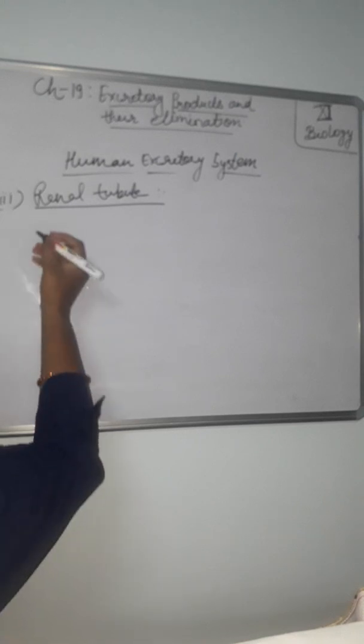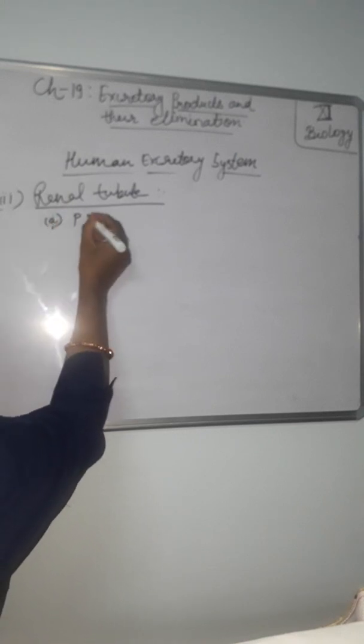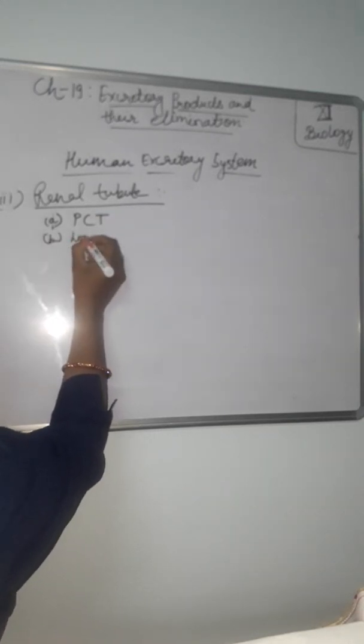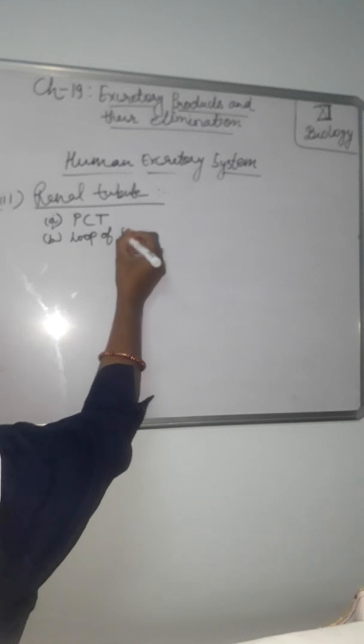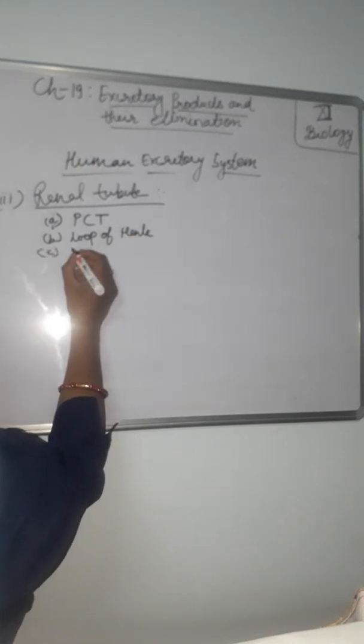As you know, the renal tubule is divisible into three parts. ठीक है, जो renal tubule है उसके three parts होते हैं. First one is A1, that is PCT, B1, that is loop of Henle, and C1, that is DCT, distal convoluted tubule.